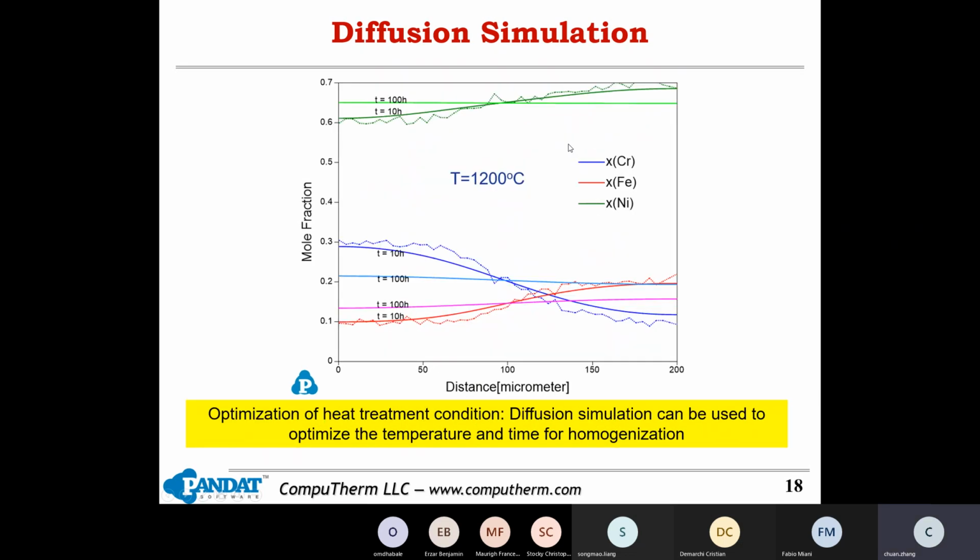And the other example is for the homogenization function. This is for the iron, chrome, nickel ternary alloys. So for the dotted profile, this is the original composition. We just use this one as the input. Then you can see after a certain amount of time what the composition change will be. Based on this calculation, we know how long it will take for this alloy to be homogenized.